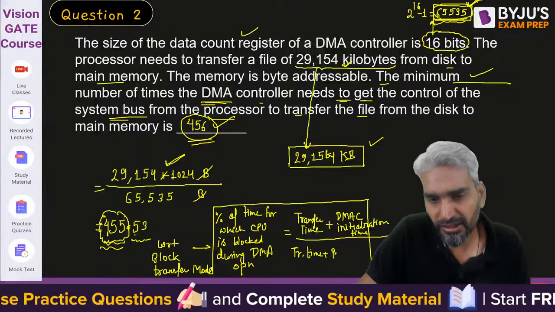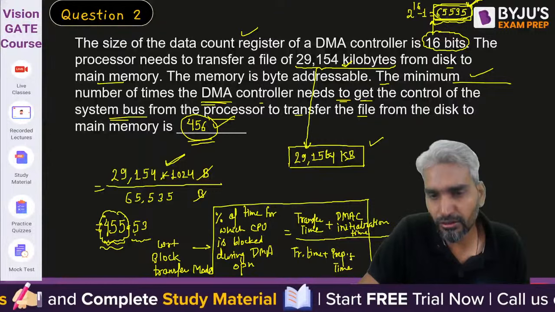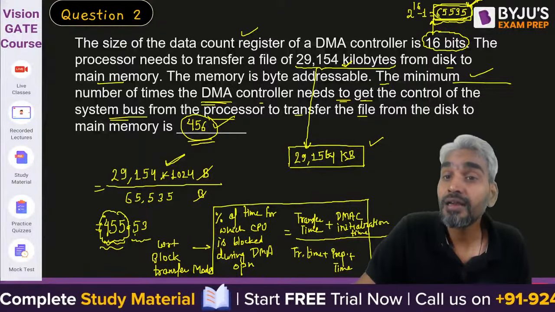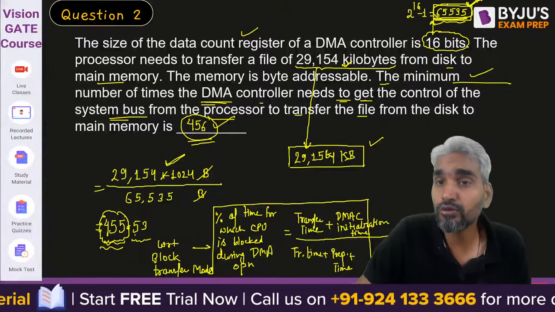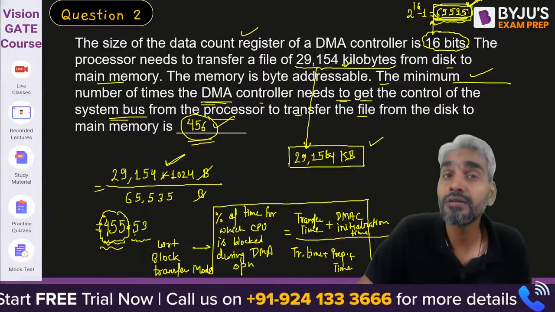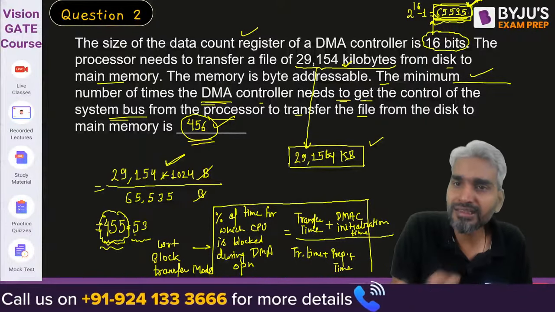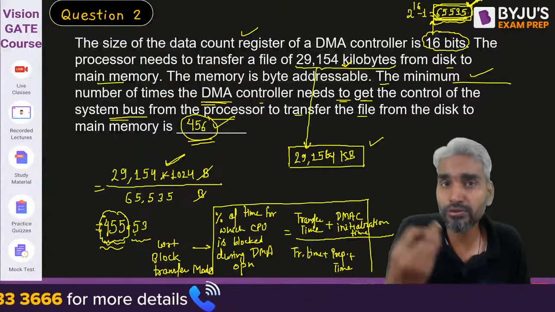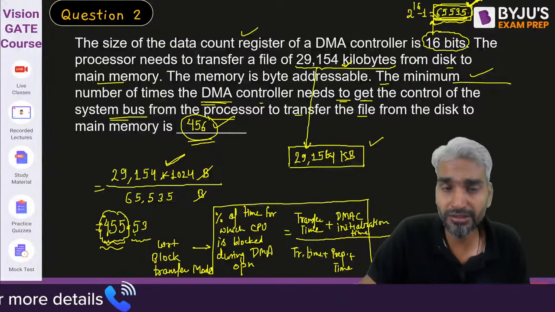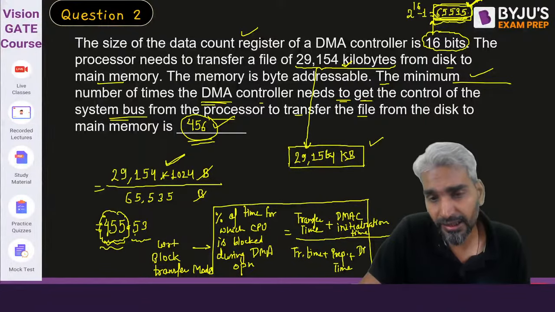plus preparation time, that is the time that is required to prepare the data. Sir, in one go, how much data are you trying to transfer? Sir, we are trying to transfer 65,535 bytes of data. So until you prepare all these 65,535 bytes of data, you will not start the process of transfer, right? So this is the logic with respect to block transfer mode. Plus DMA initialization time.